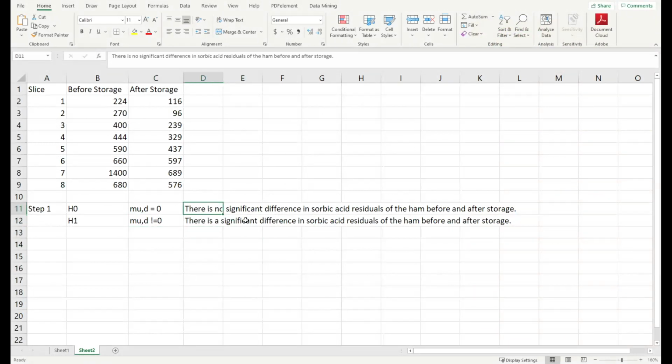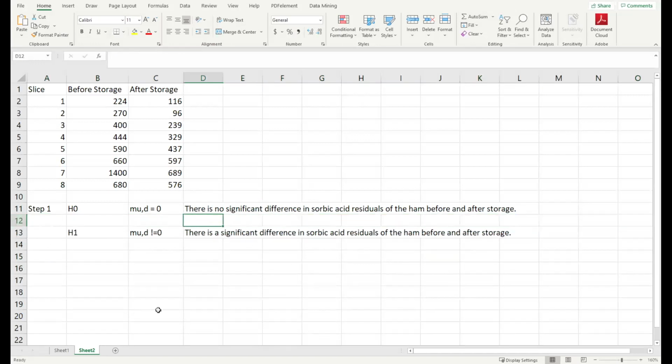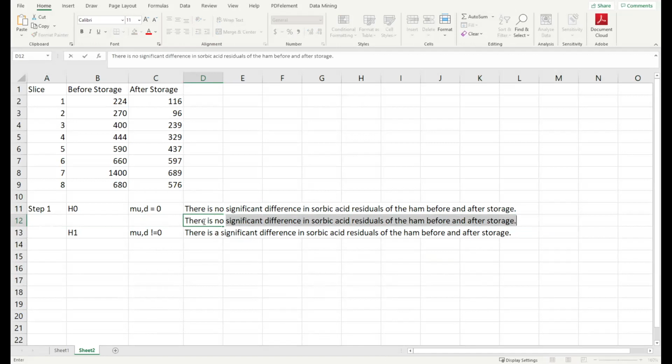So ito, there is no significant difference. Tapos pwede rin gawin natin is, ito yung pagka-state ko, but you can also state it the way the problem stated it. So ang sabi ng problem is, let's copy. Pwede ang sabihin ko lang is, there is no, ito yung pagka-state ng problem.